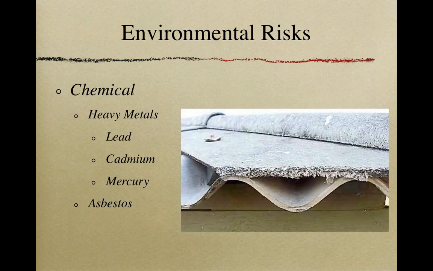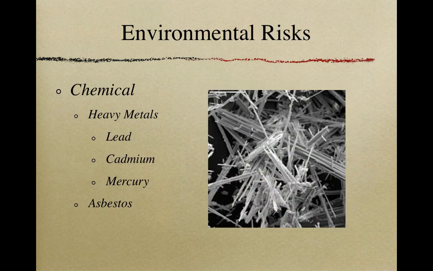Asbestos is another building material that was very popular back in the 50s and 60s and 70s that can do some serious damage. Here's an image of a roof that was made with asbestos, and it's a very durable material, but unfortunately, it's also very, very hazardous. Asbestos is made up of these tiny little fibers. You can see this in this image. They look very sharp, and they are.